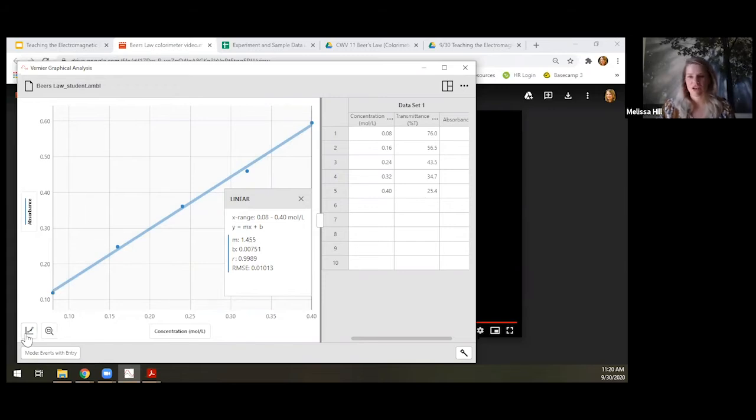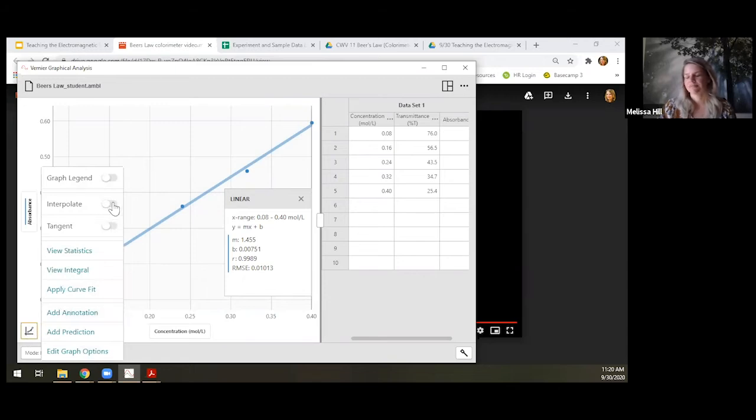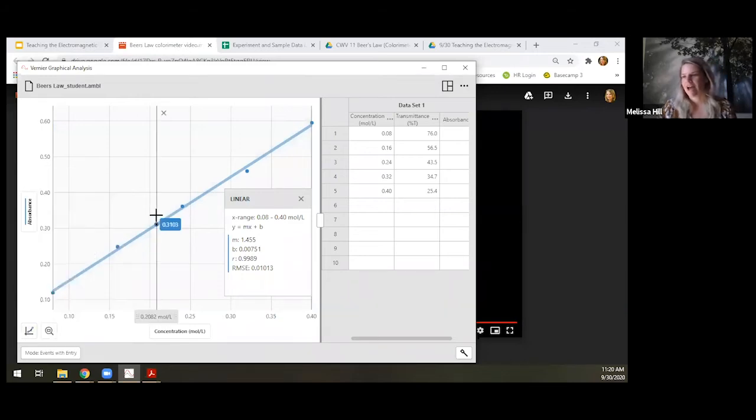But if you want them to confirm their hypothesis or their plugging and chugging, you can turn on the interpolate feature in graphical analysis and have them find that 0.29, drag it along, that 0.29 that the unknown sample read the absorbance of, and that's the concentration, and that should match what they get out of this linear fit.